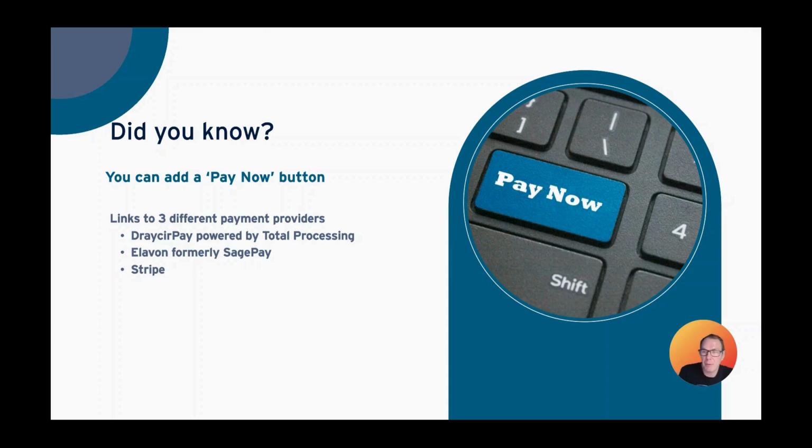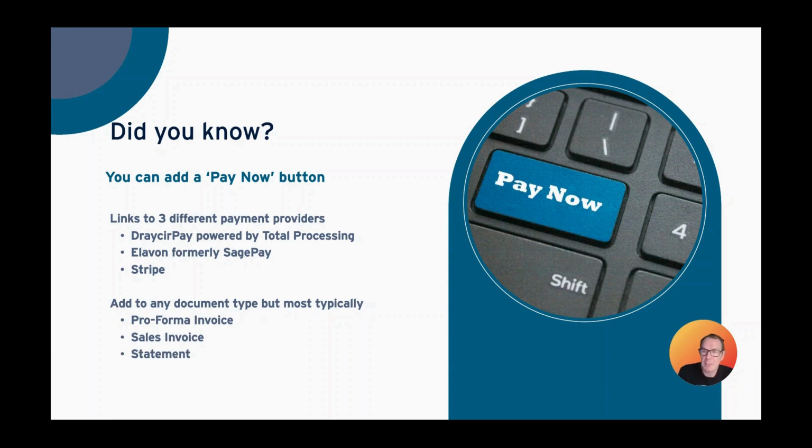So any of these payment providers, if you're interested in using them, speak to us. We can help you through the sign up process. And then you can create a Pay Now button on any of the documents you send out via Spindle. Most notably things like a pro forma invoice, a sales invoice, and a statement.